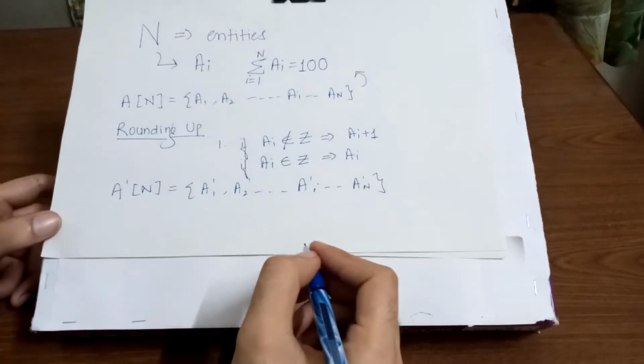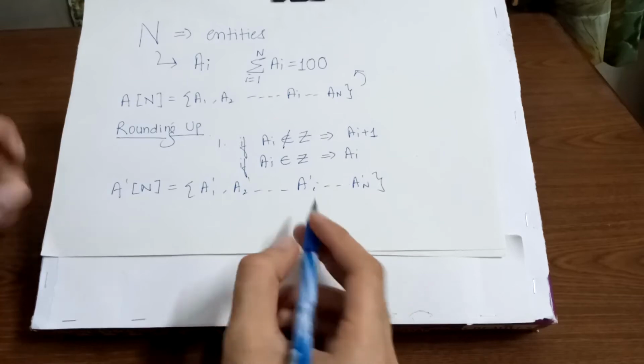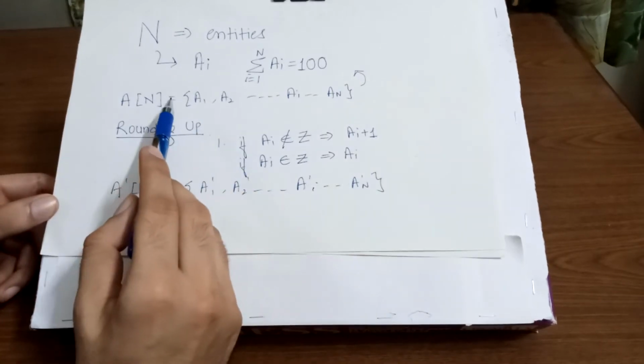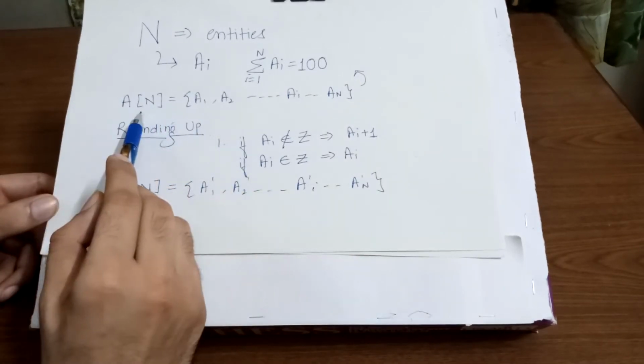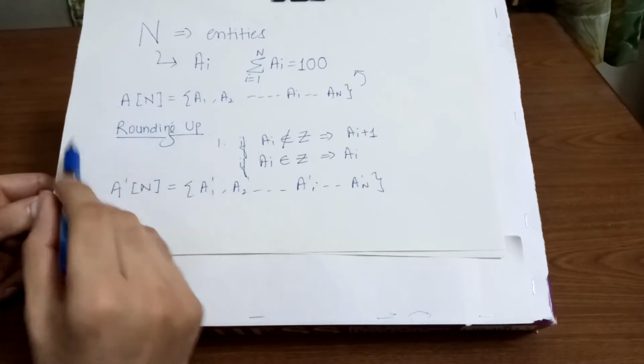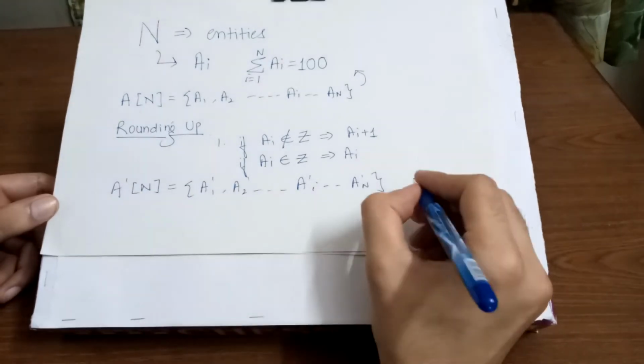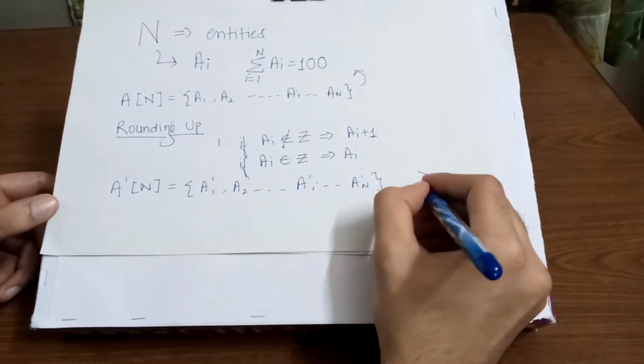So now the thing that we should understand from this is that it was given that sum of all elements in the array A is required to be 100, but once it's rounded up, it can be more than 100 as well.